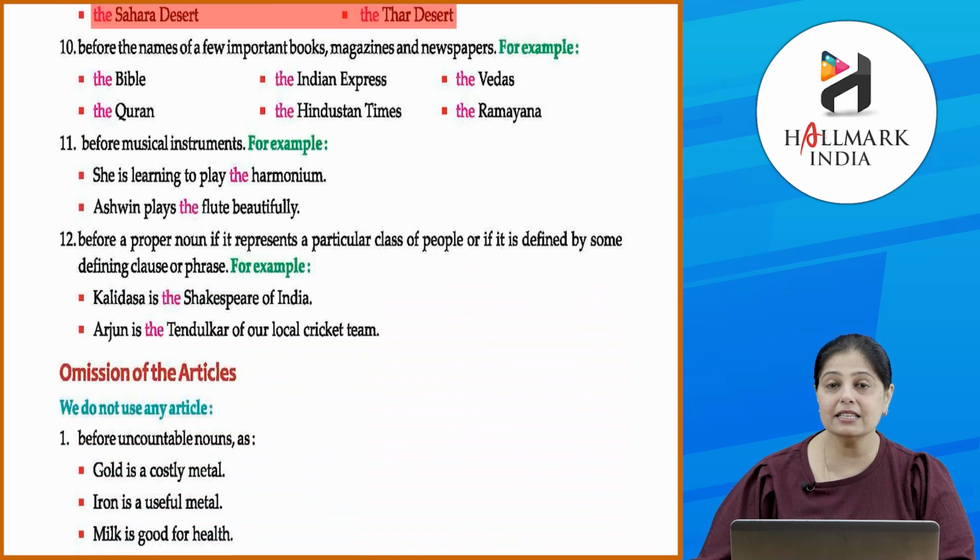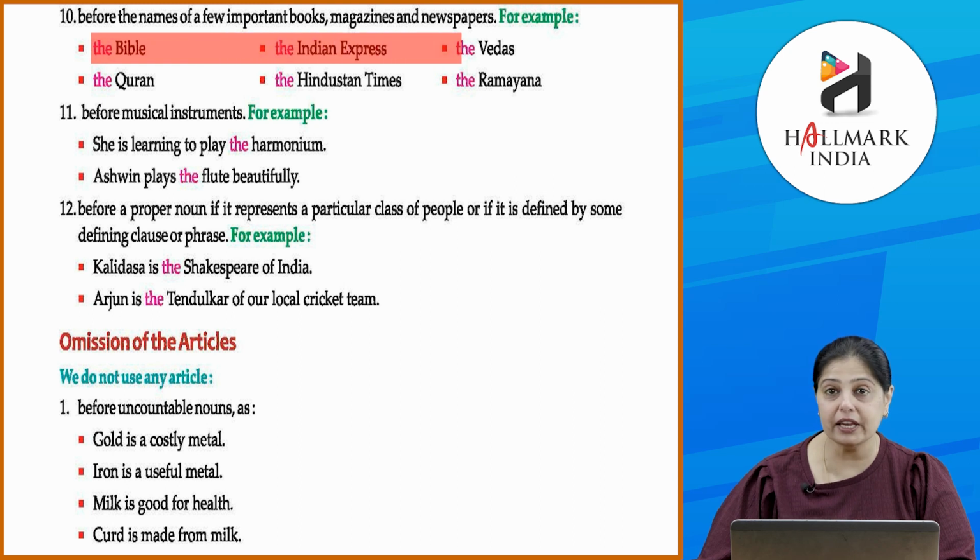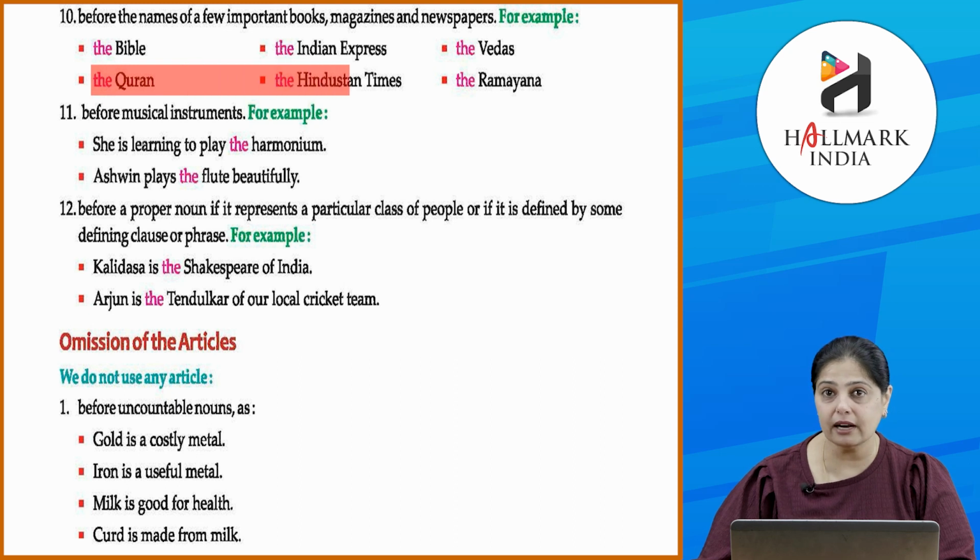Okay. Next is before the names of a few important books, magazines and newspaper. Okay, they are one of a kind. That's why we use the. Okay, for example, the Bible, the Indian Express, the Vedas, the Quran, the Hindustan Times, the Ramayana.